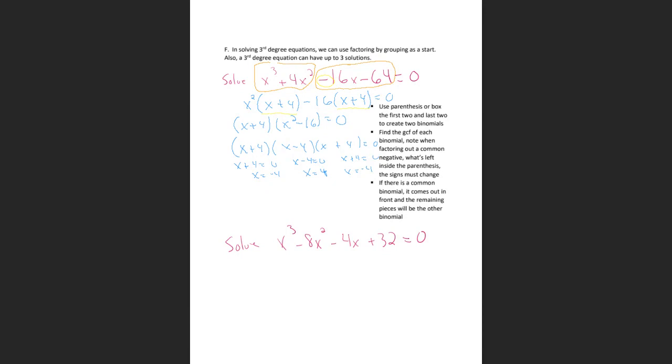So let's do another one of these. x cubed minus 8x squared minus 4x plus 32. Again, feel free to pause the video and see if you can work it out in front of me. So again, since it's 4 terms, I'm going to put a box around the first two, and a box around the second two. And then I'm going to find the GCF of each one of those.